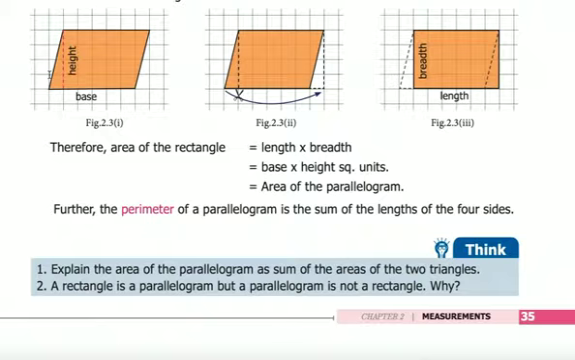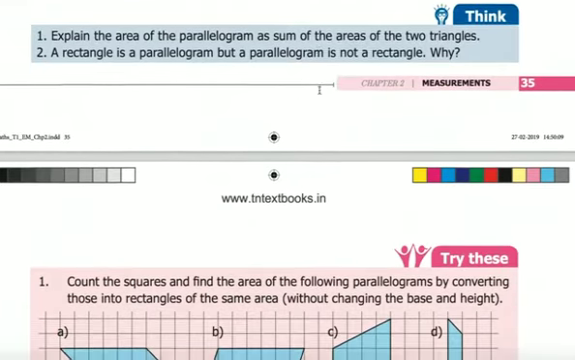A rectangle is a parallelogram, but a parallelogram is not a rectangle. Why? Yeah, if you cut this triangle and place it here, it becomes a rectangle, right? But a rectangle is a parallelogram, but a parallelogram is not necessarily a rectangle. Didn't understand the question, right?